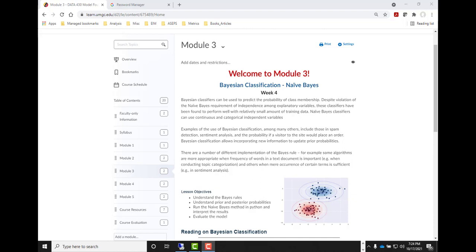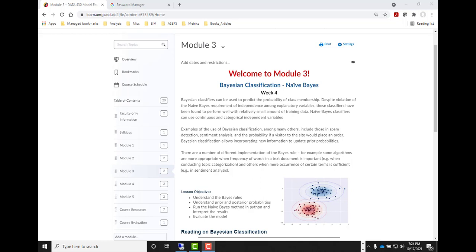Hello, this is the overview for Module 3. Unlike the previous module where you covered linear and logistic regression in 2 weeks, this one has only one week, and you'll be covering only one classification algorithm called Bayesian classification, or commonly called the Naive Bayes method.